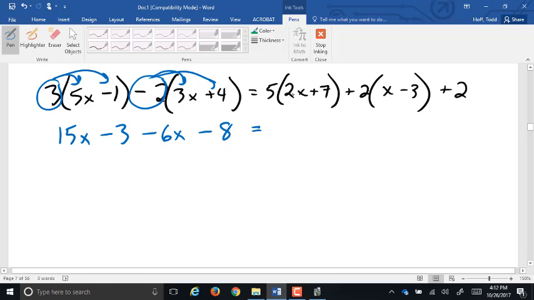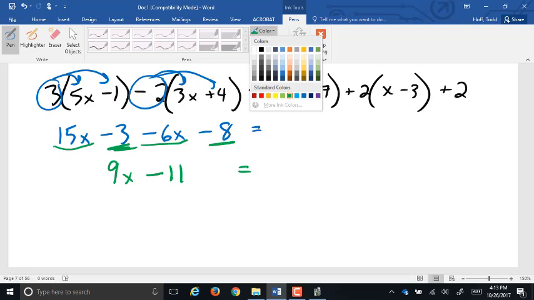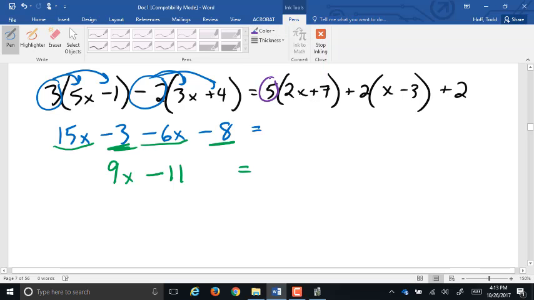Okay, now to combine on the left side here, I've got the 15x and the negative 6x make 9x. Negative 3 and negative 8 make negative 11. On the right side, we'll multiply by the 5. 5 times 2x makes 10x. 5 times 7 makes 35. Good. Multiplying by 2.